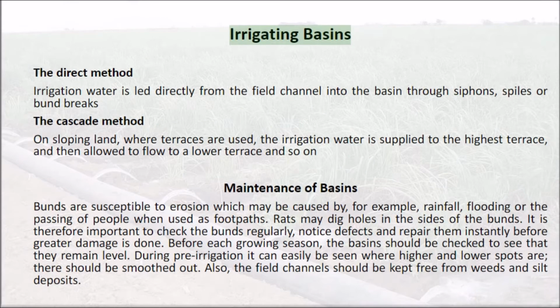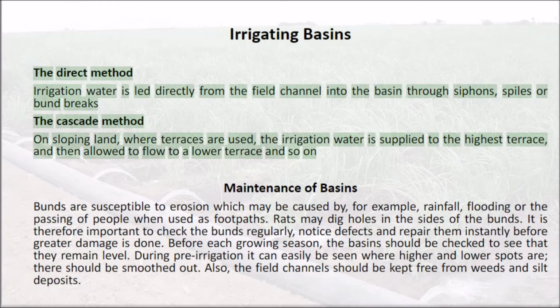Irrigating basins. In the direct method, irrigation water is led directly from the field channel into the basin through siphons, spiles, or bund breaks. In the cascade method, on sloping land where terraces are used, the irrigation water is supplied to the highest terrace, and then allowed to flow to a lower terrace and so on.